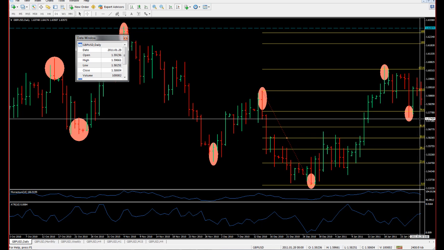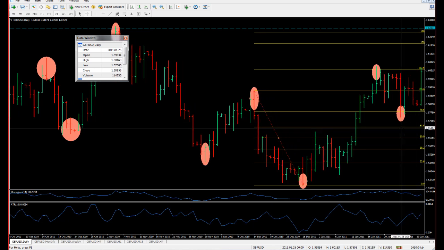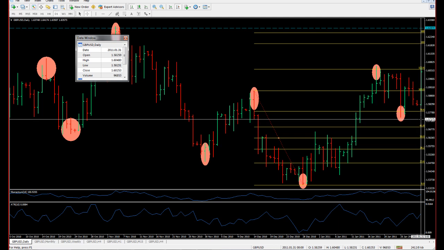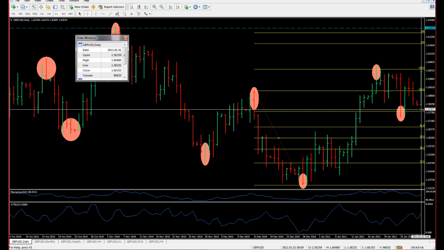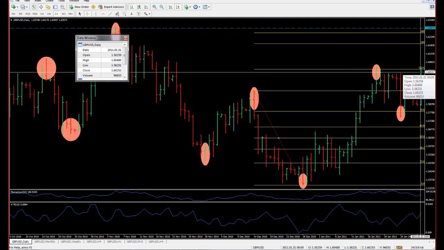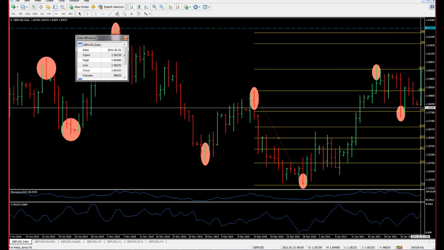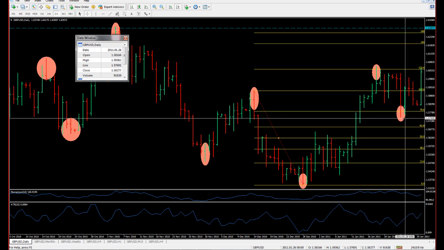27, 28, 29. 31st January, there you go, yeah? So 31st January, we got a very big, massive bar. And we have the swing low confirmed as well. Got it? I can see that, but it's a variation.